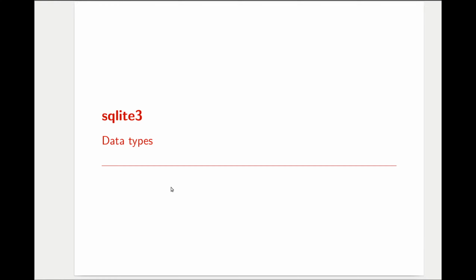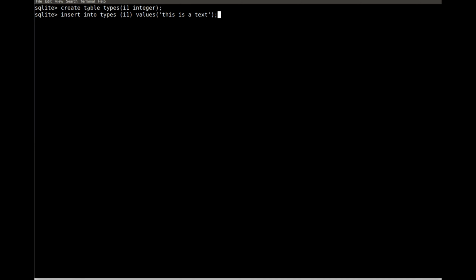So far, we saw how to create a table. Let's now study the data types in detail. SQLite 3 is dynamically typed. What does this mean? Even if you create a table with predefined data types, SQLite 3 will allow you to store incompatible data types in those fields as well.